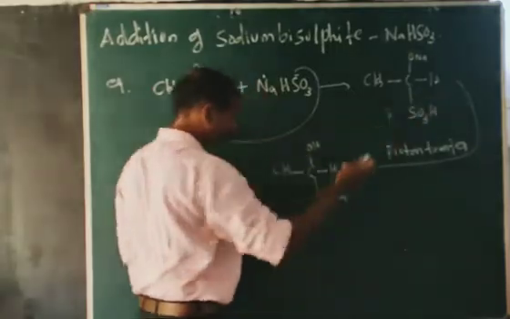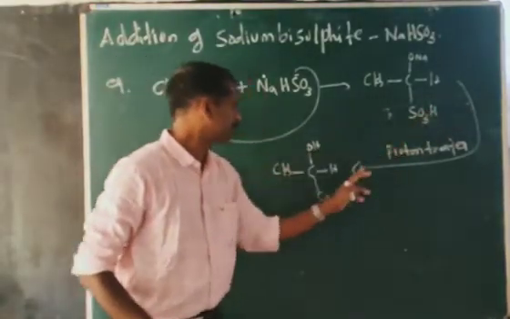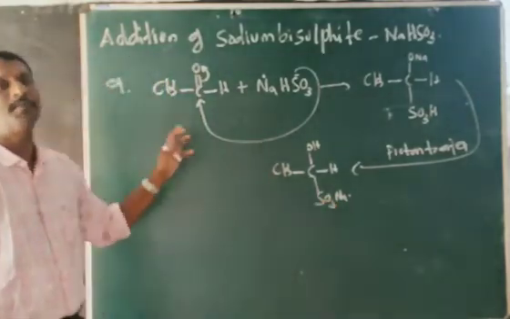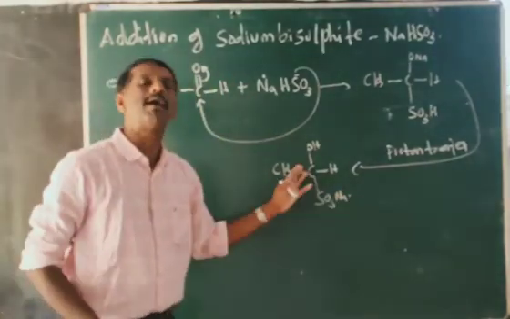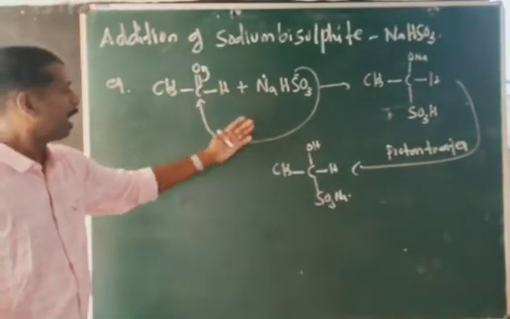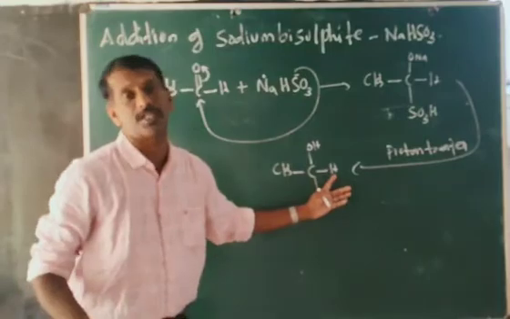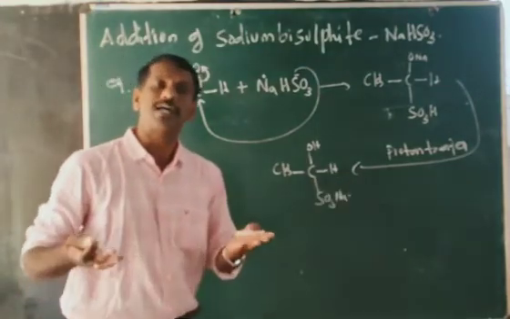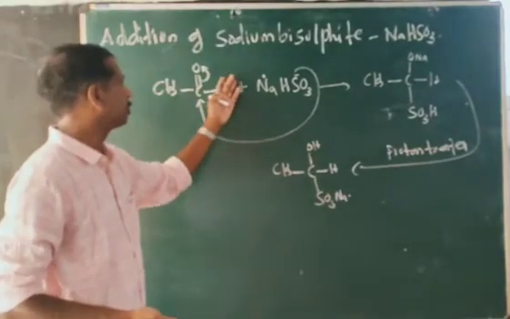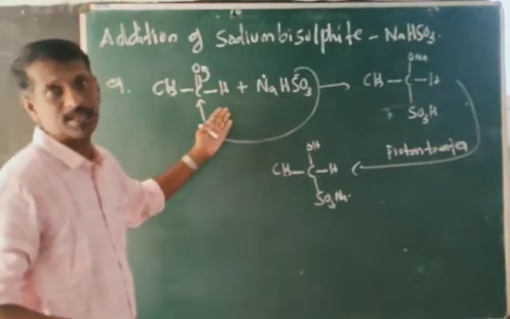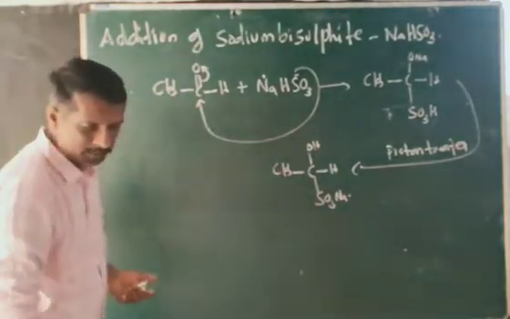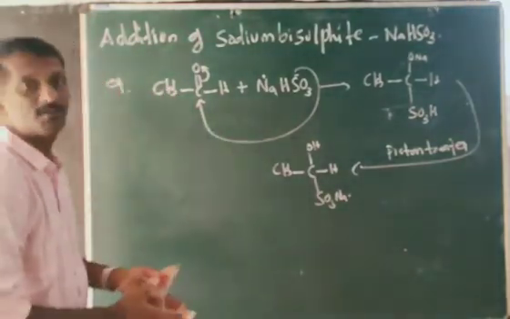Na is coming to the position of H. So what we get? CH3CHOHSO3Na. What is the compound name? Acetaldehyde sodium bisulfite. Similarly, if you take acetone, what will you get? Instead of H, what will come here? CH3. So the compound name is acetone sodium bisulfite. There is no difference, only in the position of H, CH3 will come. That is what is known as the addition of sodium bisulfite.